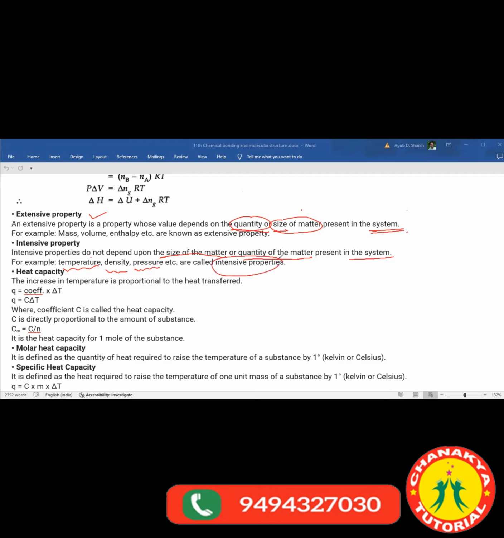Such properties are called intensive properties. Extensive property depends upon the size and quantity of matter. And intensive property does not depend upon the size and quantity of matter present in the system. This is the difference between both of these. And the next concept which you're supposed to learn is heat capacity. What is that? See here.